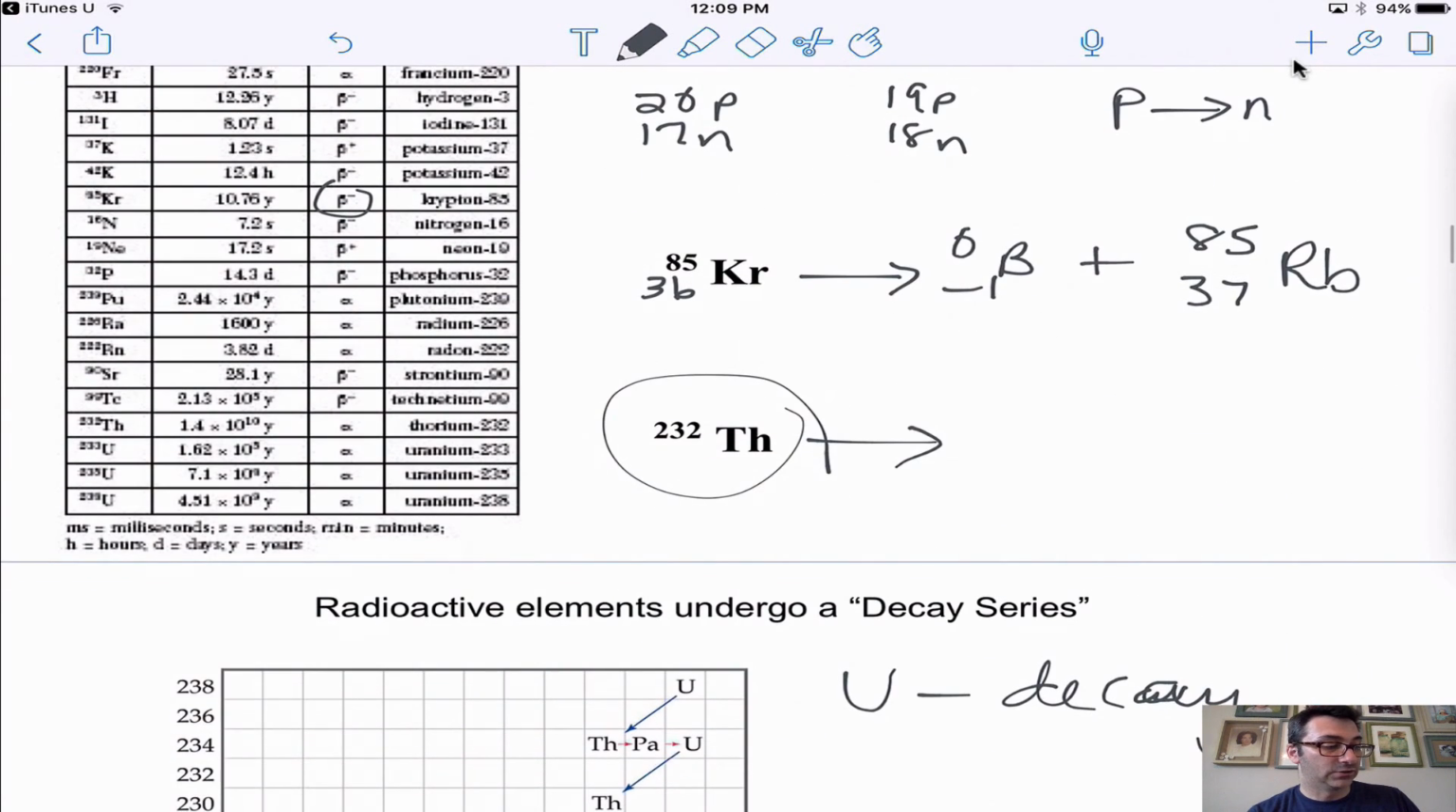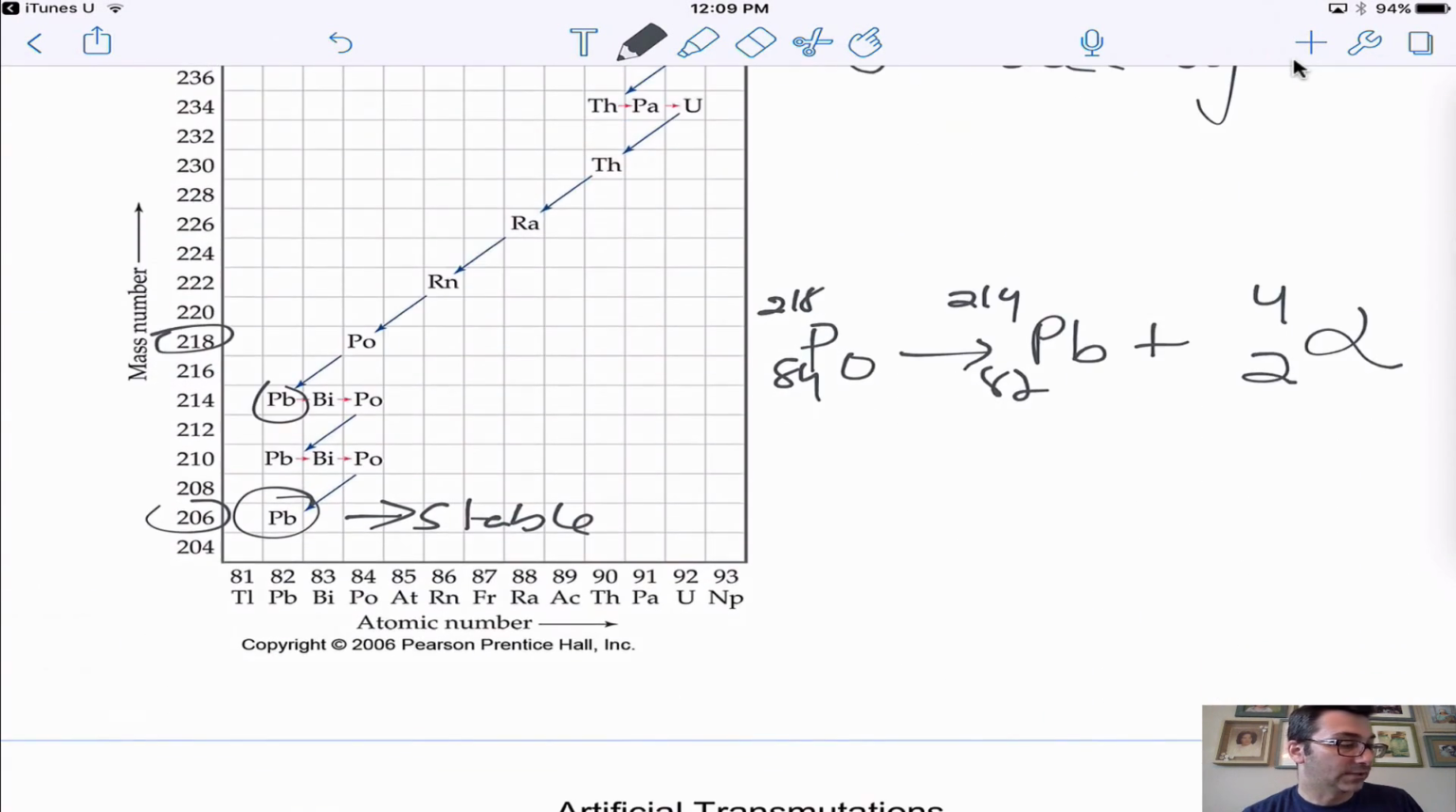So again, I'd like you to do the thorium decay, and I'd actually like you to do the decay that goes from bismuth to polonium right here. So do this decay as well. Do those two decay equations.